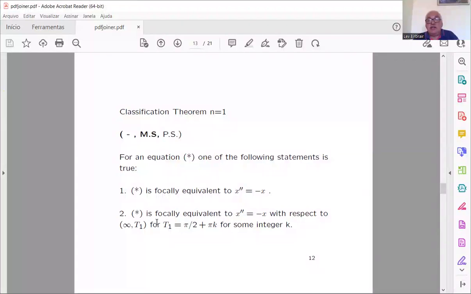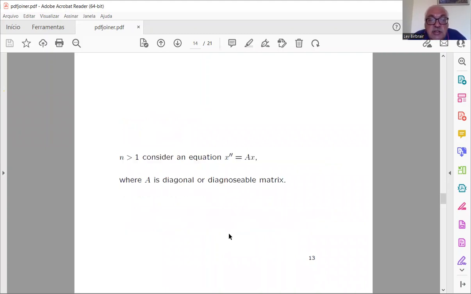And the T is somehow discrete, that T belongs to pi divided by 2 plus pi times t. Okay, so this is the solution, and if this is accessible, you can go to our paper in Abstract and Applied Analysis, and then you will see the details. How do we prove that? This is a paper of myself, Marina, and Pavel.